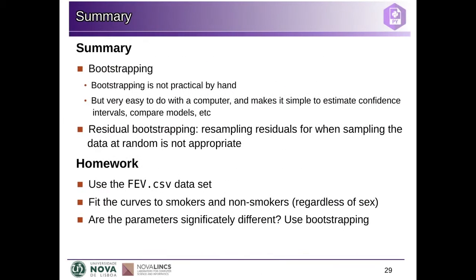Okay, to sum up, bootstrapping is not an easy thing to do if you need to do it by hand, because if you need to do 500 replicas, even if you do it on the spreadsheet, you need to copy the same thing 500 times and so on. And with a bit of programming, it's very easy to implement because you just generate replicas and repeat the same processing for each of the replicas.